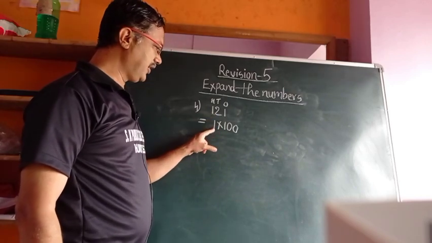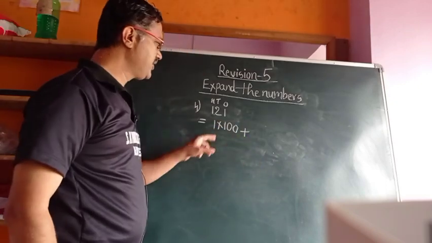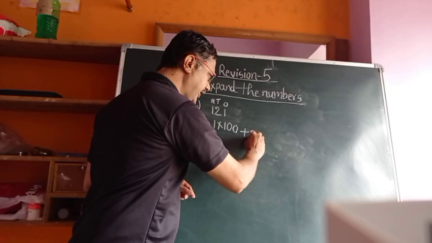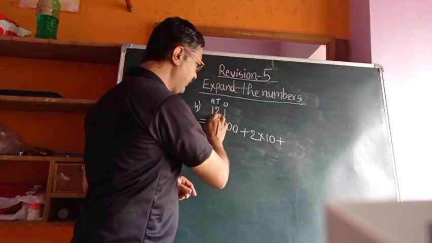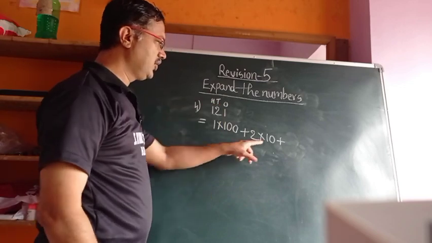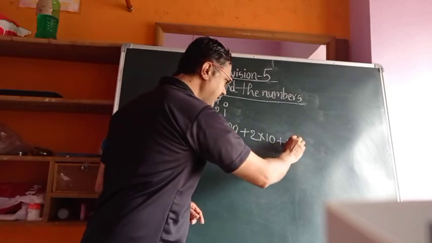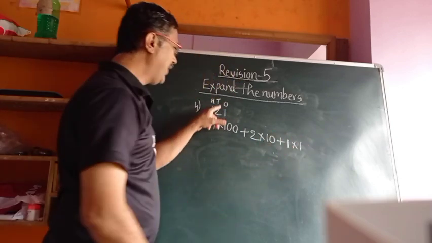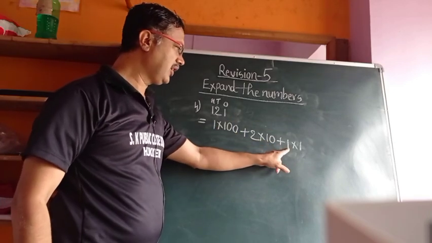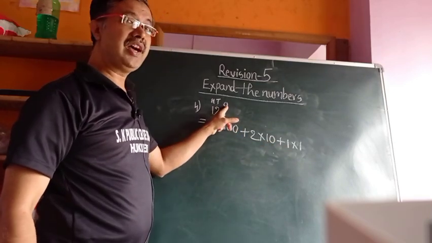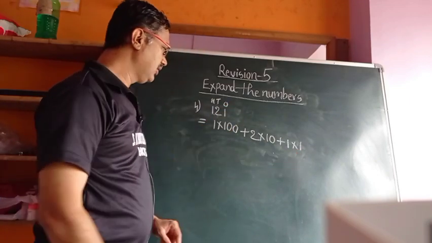This 1 I wrote into 100, plus 2 into 10, it is in the tens place, and this 1 into ones. This number 1 we wrote here into ones, that is the place value chart.